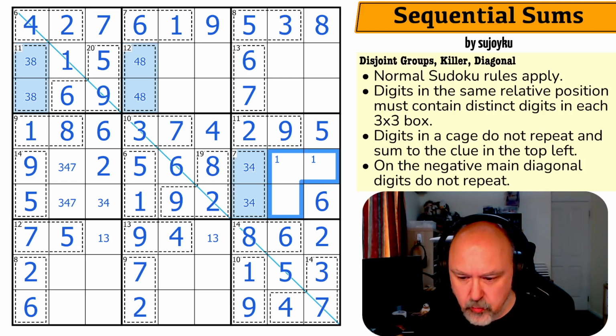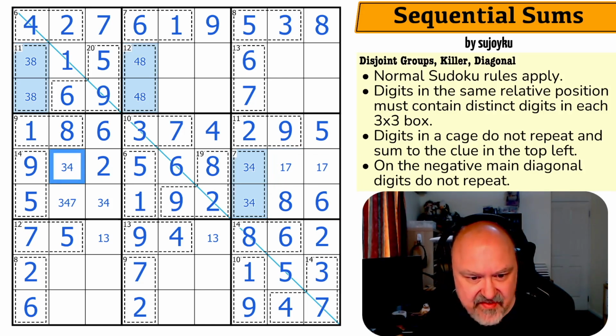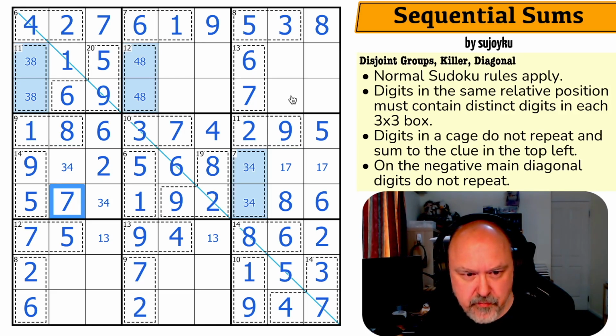So these are 1, 7, and 8. There's no 8 in either of those. That's a 1, 7. That's an 8. The 1, 7 looks back, taking 7 out of there. So that's a 7. Not probably the best place to look.